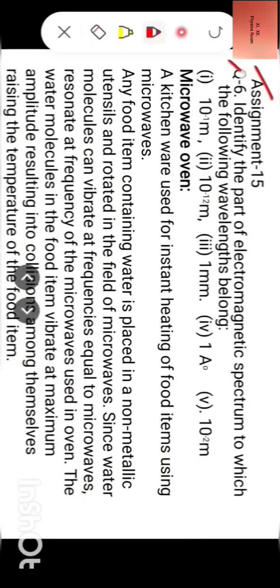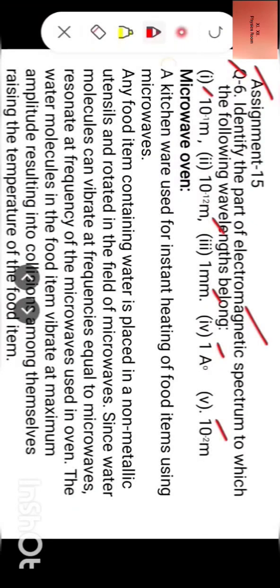Okay. Now assignment 15 continues. Question number 6. Identify the part of electromagnetic spectrum to which the following wavelengths belong. First is 10 raised to power minus 1 meter. Second is 10 raised to power minus 12 meter. Third is 1 millimeter. Fourth is 1 angstrom. Fifth is 10 raised to power minus 2 meter.